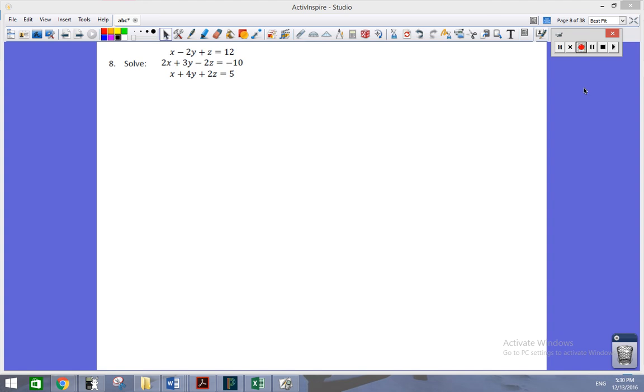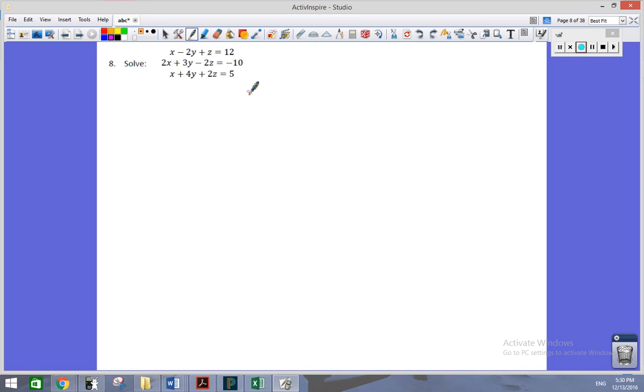Here we have a 3x3 system of equations. First thing we need to do is make sure it's lined up or written right. The x's are here in this first column, the y's in the next column, the z's, and all the constants on the right hand side, so it's set up nicely. We're going to solve this by the method called elimination.